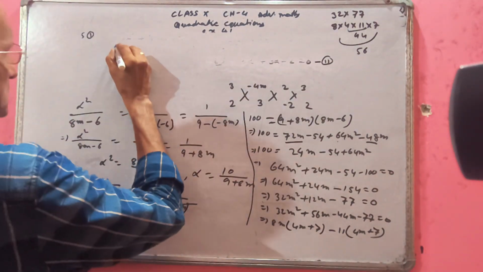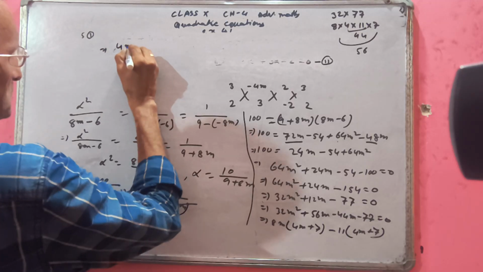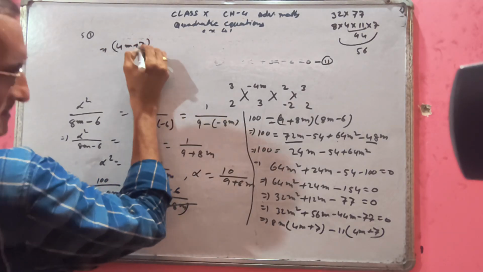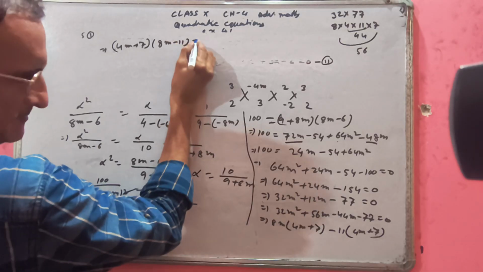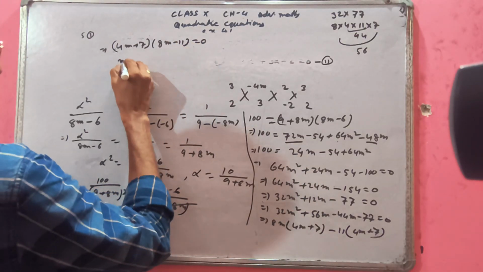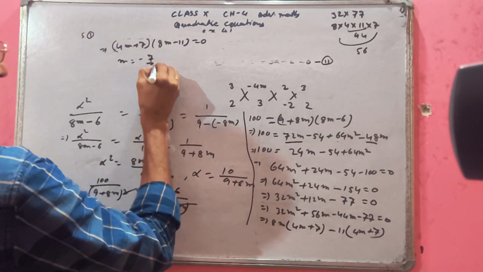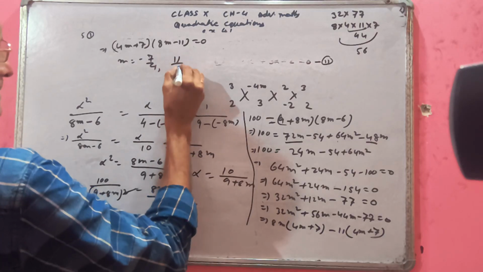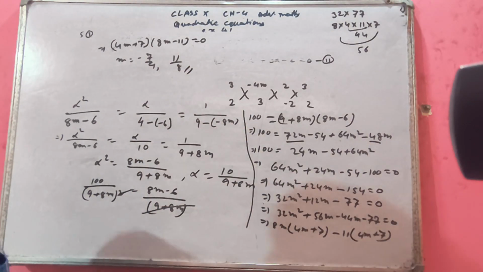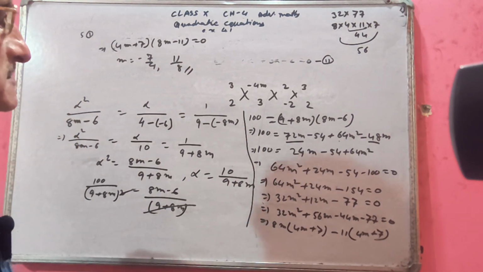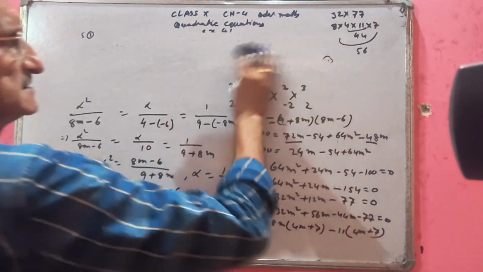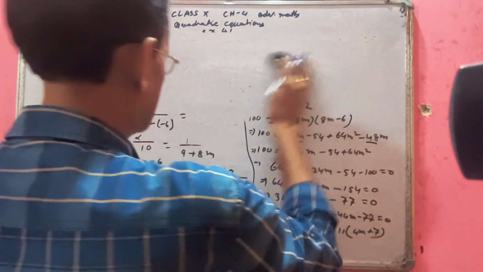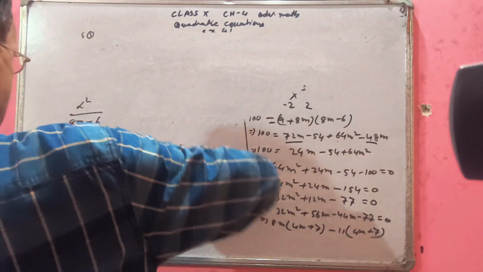So what have you got? This implies 4m plus 7 into 8m minus 11 equal to 0. What is m equal to? Minus 7 by 4 and 11 by 8. These are the values of m. So this is the common root. Cross multiplication. Another method is also there, but this is a very common method using cross multiplication.